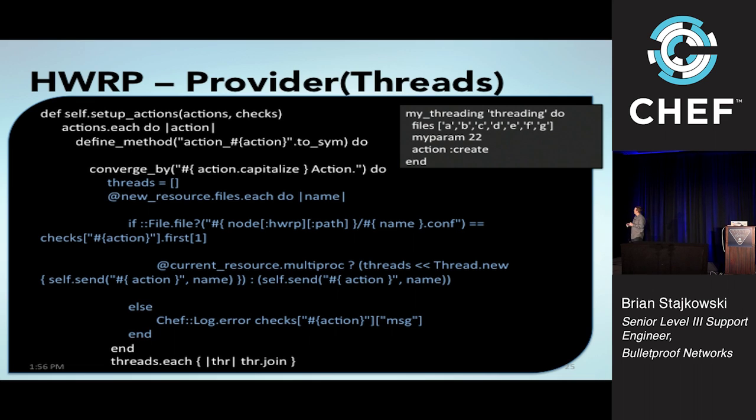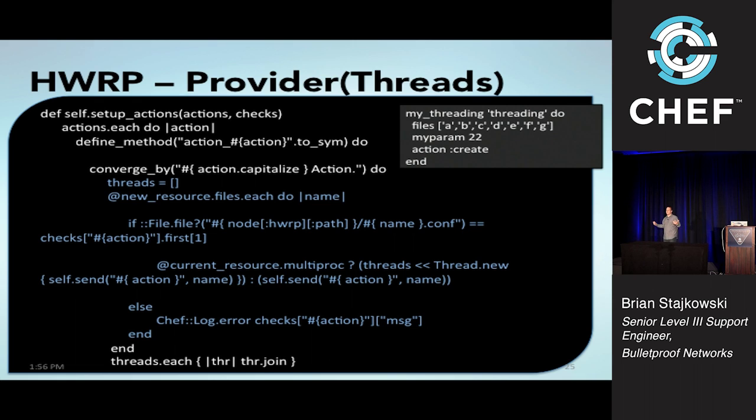I added a threads array. I loop through those files, that attribute that I'm passing in my actual resource, my recipe DSL. I check to see if that file exists, and then I go ahead and grab what it needs to be in that hash, which is true or false, depending on what action it's looping through at that particular time. And then I created an attribute called multiproc.